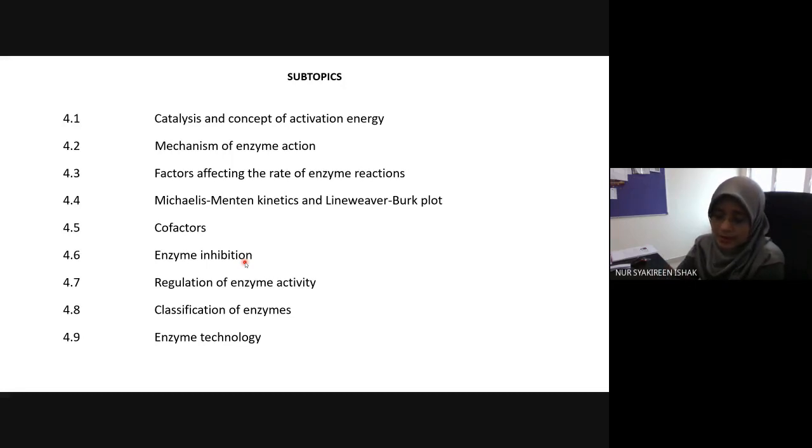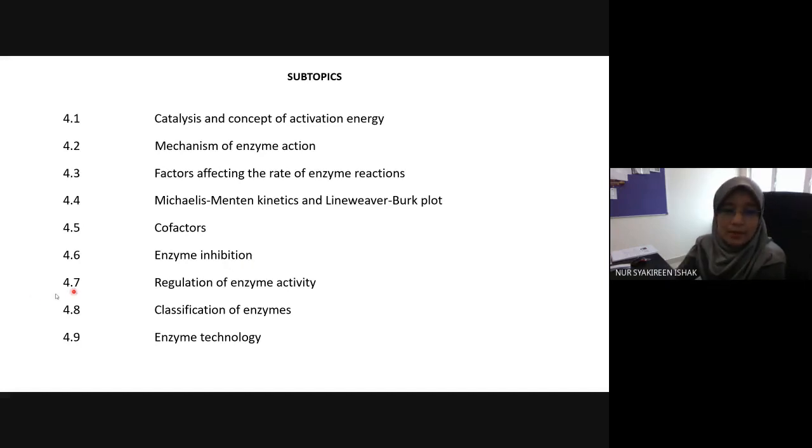So you can also classify inhibitors based on how the inhibitor binds to the enzyme, whether it binds temporarily or permanently. That one we call reversible inhibitors or irreversible inhibitors.